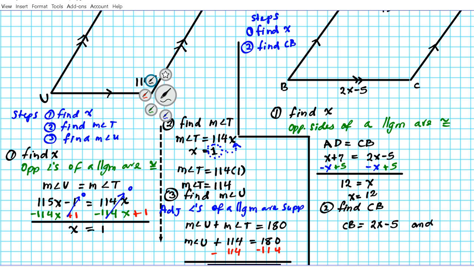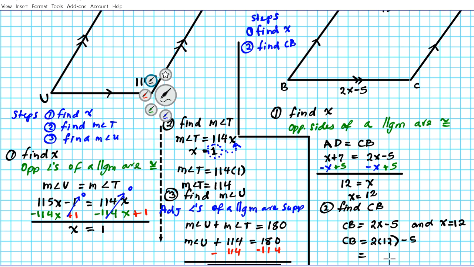And we know that x is equal to 12. So all we do is just plug in this x value here and solve. So CB is equal to 2 times 12 minus 5. So we're going to use order of operations to finish this off. Please excuse my dear Aunt Sally.